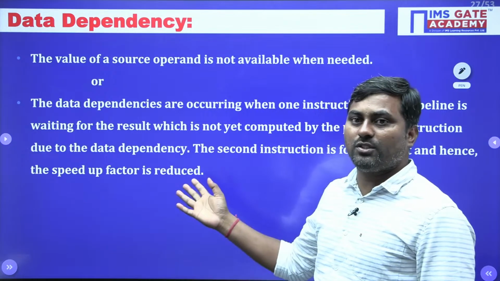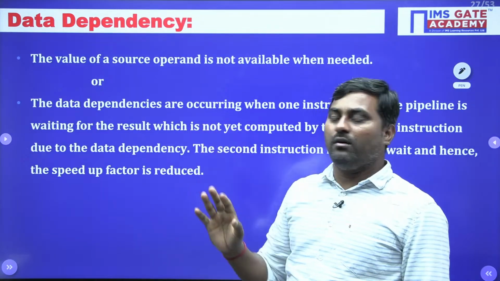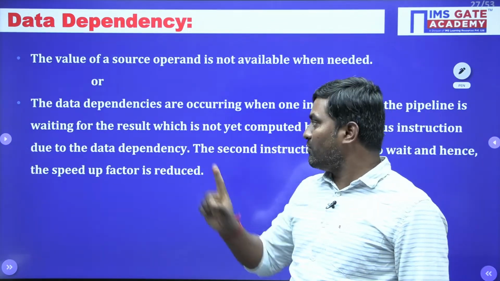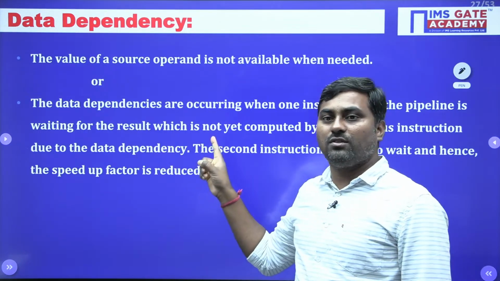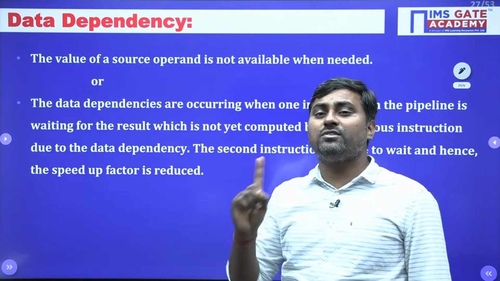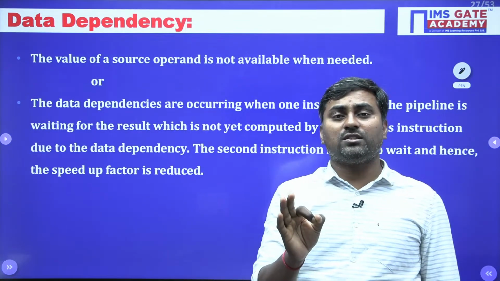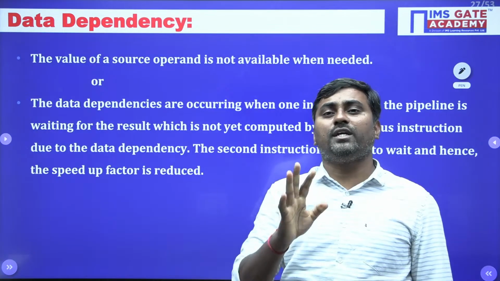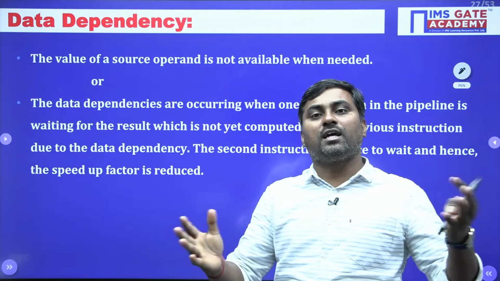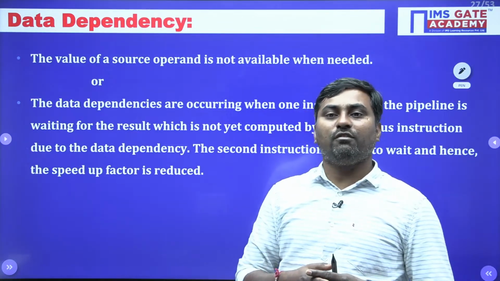As I mentioned, data dependencies occur when one instruction in the pipeline is waiting for a result which is not yet computed by the previous instruction. Hence the second instruction forcefully needs to wait until the operand is available. This waiting increases time in the pipeline, so that will impact the speedup factor.